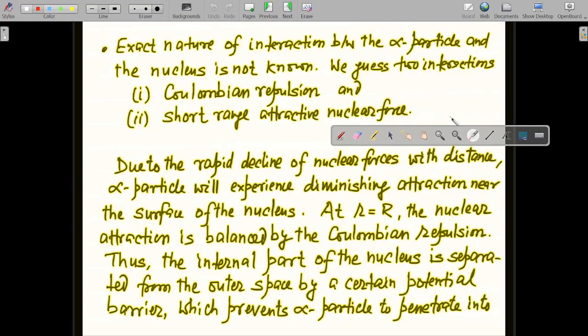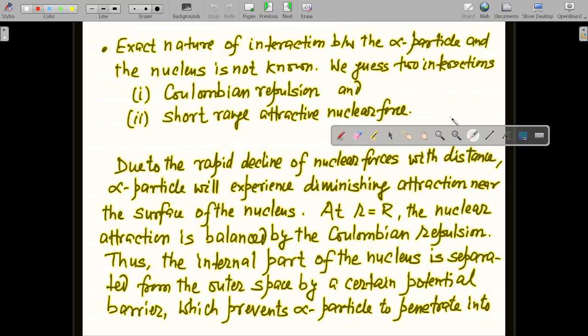So if you keep on increasing the velocity of the alpha particle somewhat, then what will happen? It will come nearer to the nucleus. But as soon as you make the velocity of the alpha particle so high that it comes so close to the nucleus, the distance between the alpha particle and the nucleus reduces to the order of 10 to the power minus 15 meter.